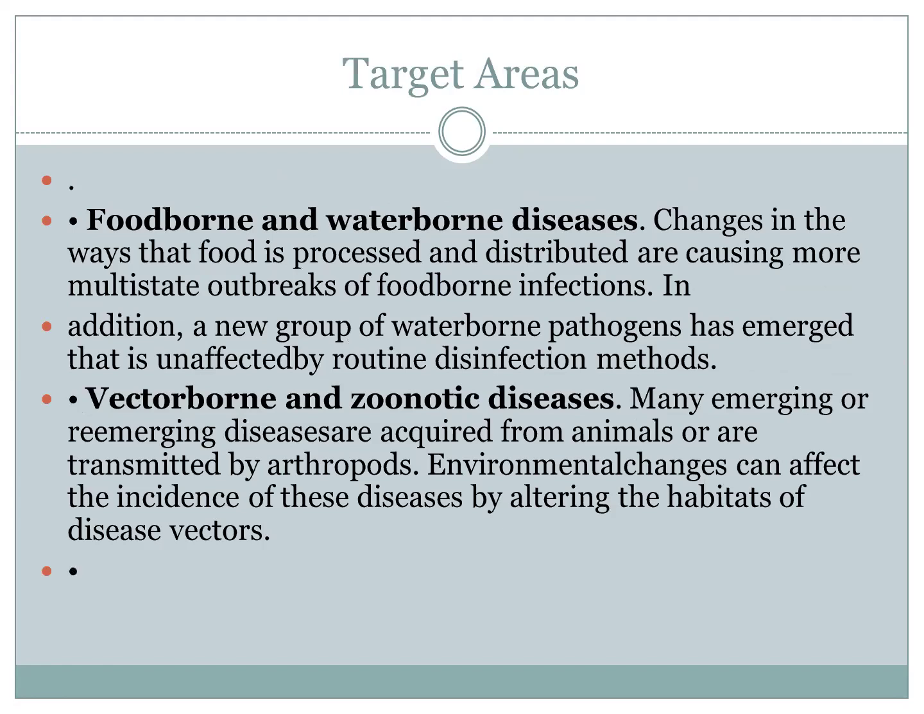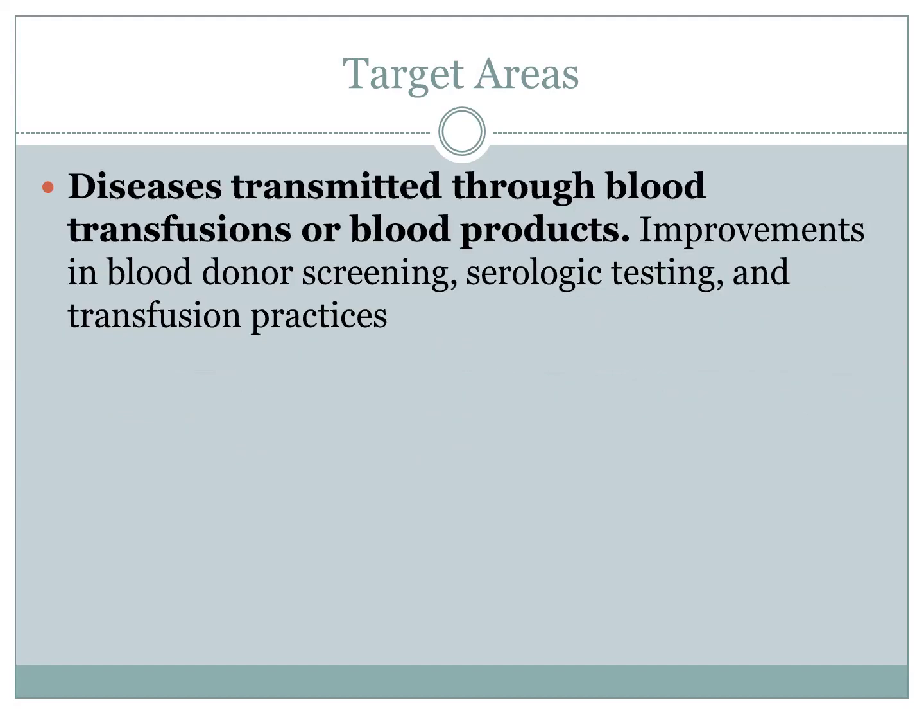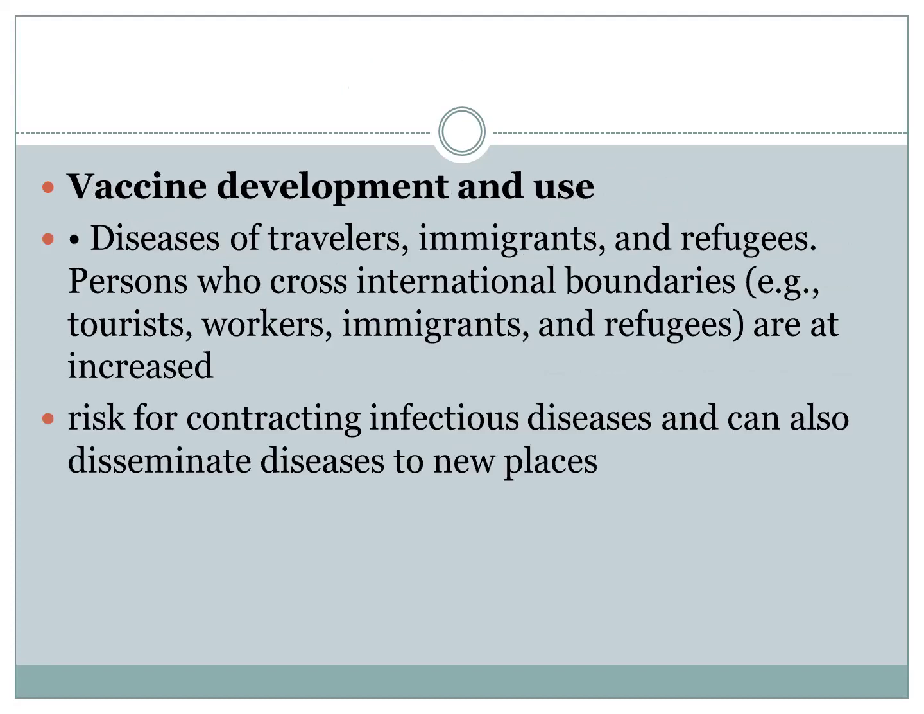Foodborne and waterborne disease: changes in the way food is processed and distributed. In addition, new groups of waterborne pathogens have emerged that are unaffected by routine disinfection. Vector-borne and zoonotic diseases. Many emerging or re-emerging diseases are acquired from animals or transmitted by arthropods. Environmental changes can affect the incidence of these diseases by altering the habitats of these vectors. Then target areas: safe blood screening practices should be practiced. Improvement in blood donor screening, serologic testing, and transfusion practices. And then lastly, vaccine development and use.